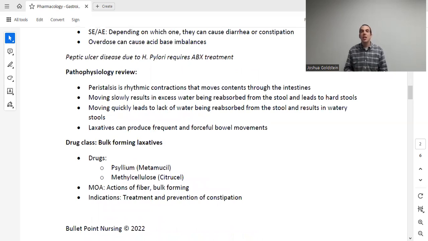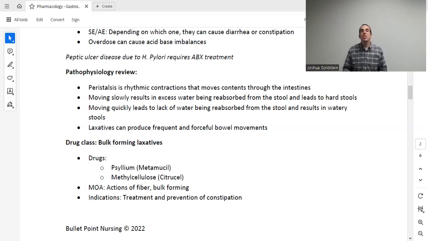Depending on which specific one we're talking about, whether it's Tums, whether it's Rolaids, whatever it is, we do want to advise the patient that they may develop some GI effects, specifically diarrhea or constipation. If a patient overdoses on antacids, that is one of the most common causes of metabolic alkalosis, which in general is relatively rare, but one of the most common causes is taking too many antacids.